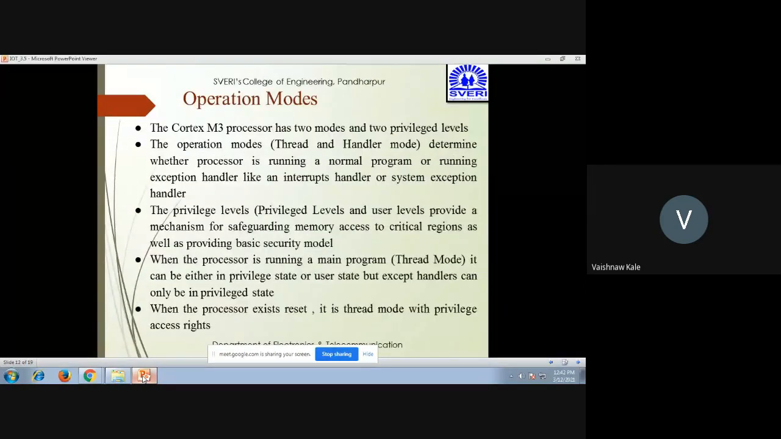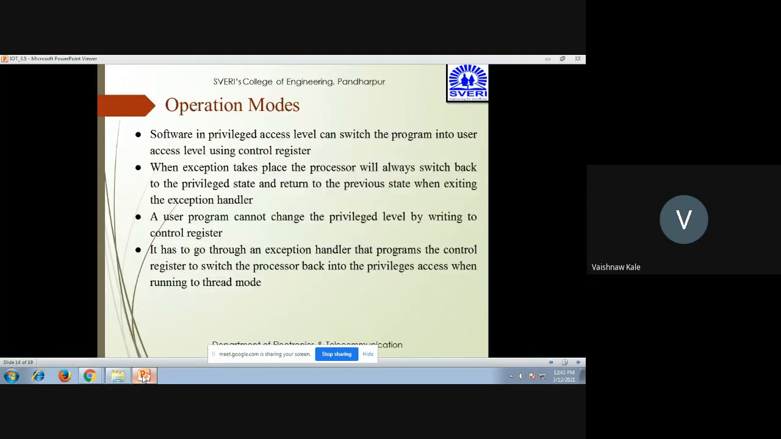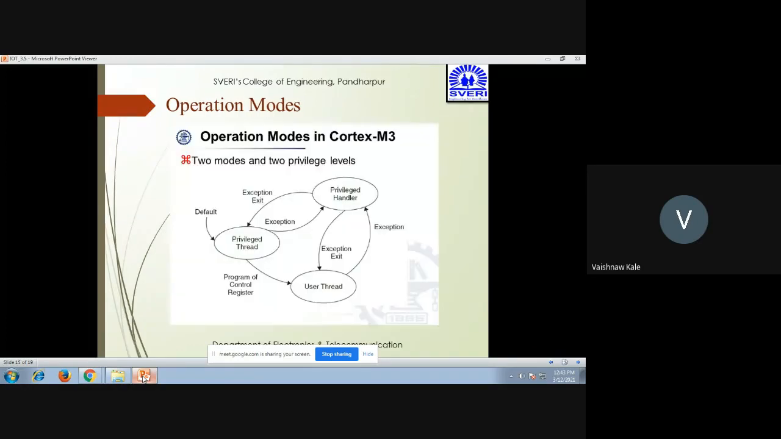Then the operation modes. There are normally two operation modes, thread and handler mode. Two privilege levels are there: one is the privilege level and the second one is the user level. Thread mode is called the normal program running mode, and the handler mode is nothing but running exception handlers like interrupt handlers or system exceptions. Then we have also seen how the shifting can take place between the privilege access level and the user access level using the control register. So you can see these two modes and two privilege levels, how they work with each other.